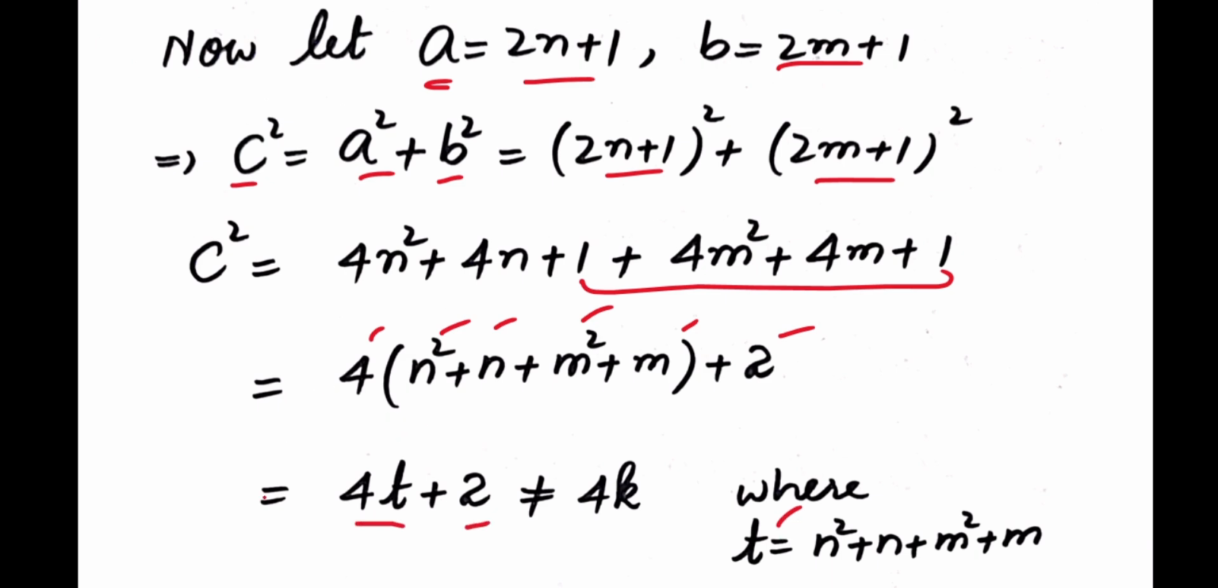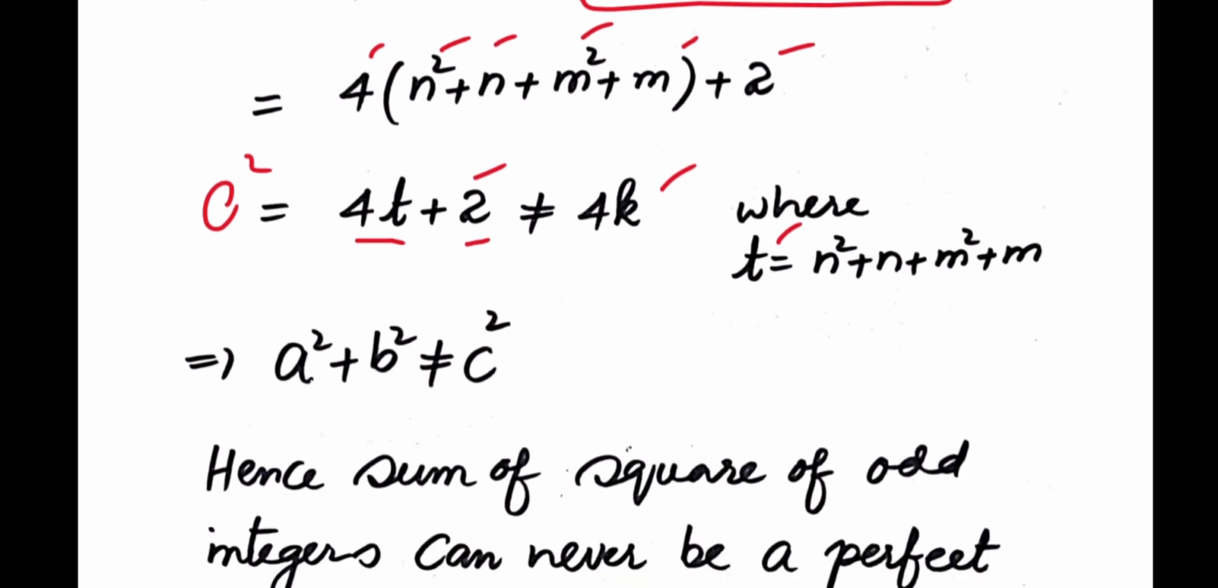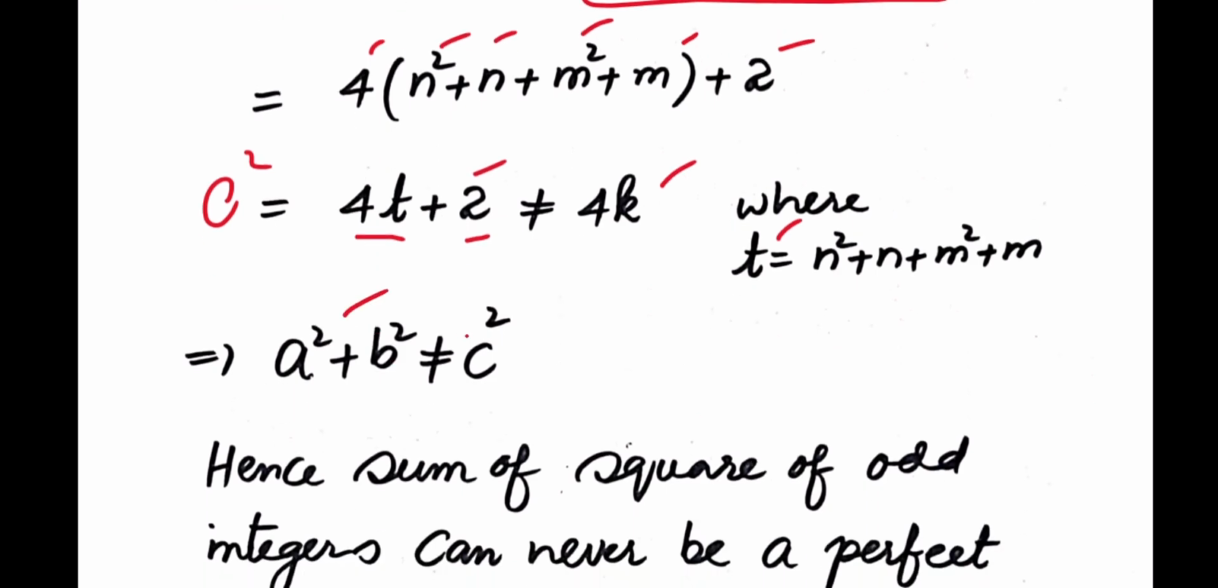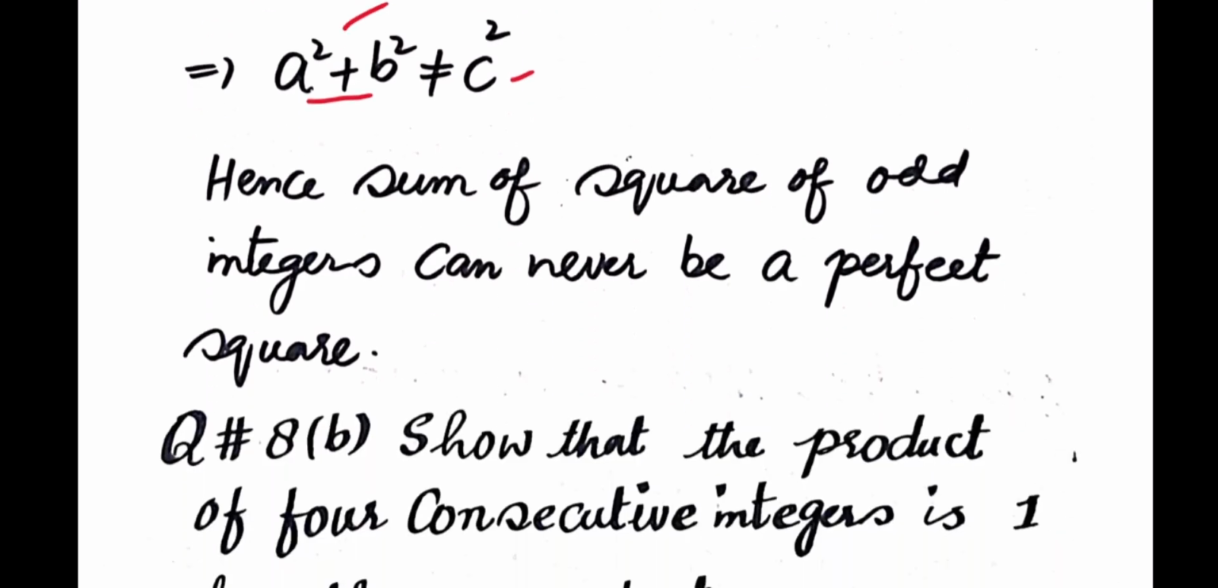This shows that c square is of the form 4t plus 2. This is not of the exact form 4k. Hence a square plus b square and c square have two different forms. So a square plus b square can never be equal to a perfect square c square. Hence the sum of squares of odd integers can never be a perfect square.